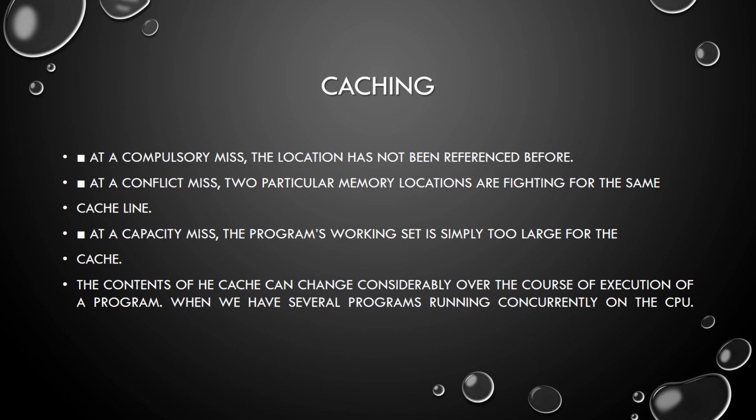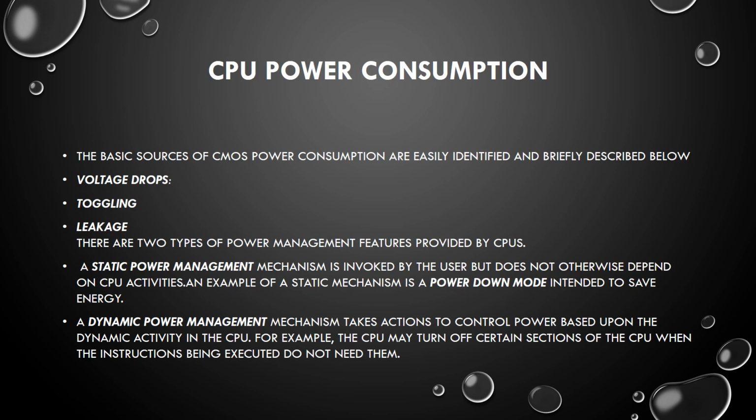We will move on to the next topic, that is CPU power consumption. Power consumption is in some situations as important as execution time. In this section, we study the characteristics of the CPU that influence power consumption and the mechanisms provided by CPUs to control how much power they consume. Here, the complementary metal oxide semiconductor, that is CMOS circuitry, is the basic source of power consumption, which is easily identified and briefly described below.